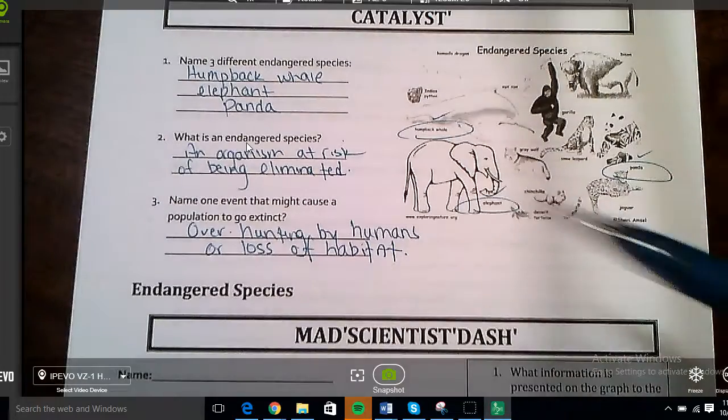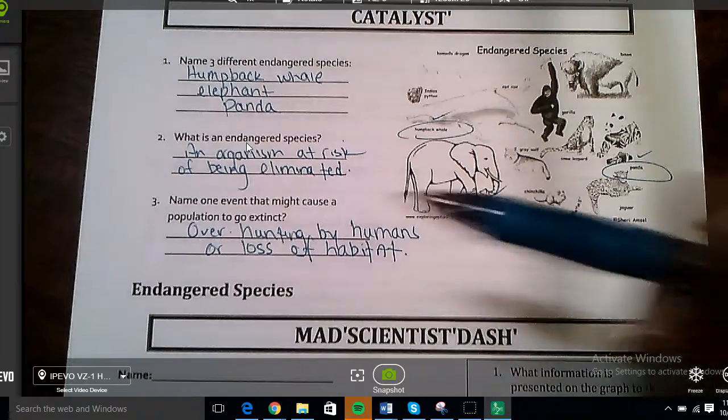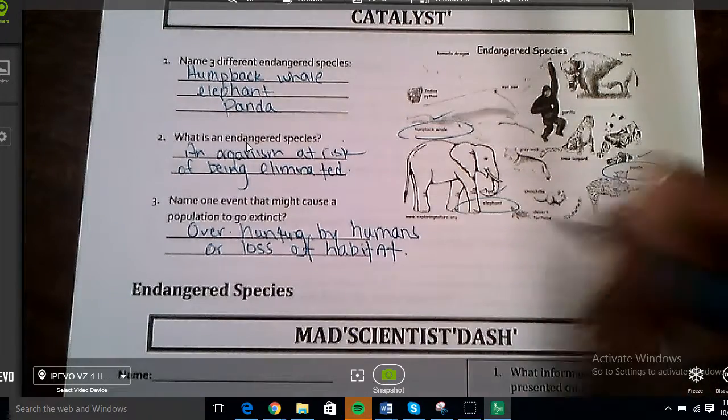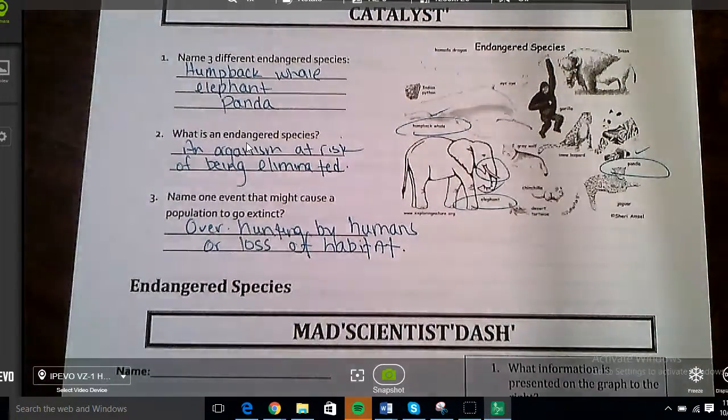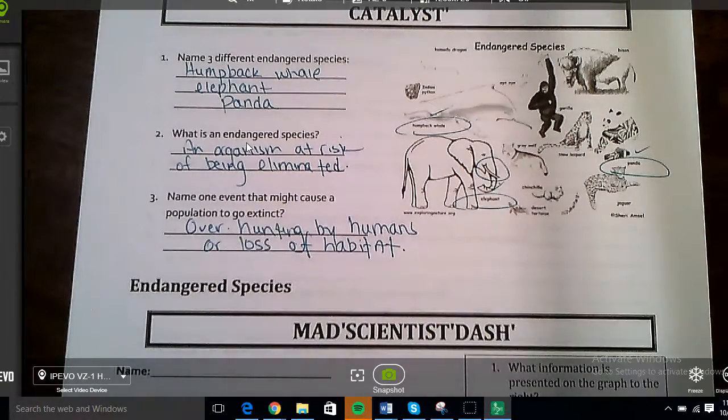I named 2. One is overhunting by humans, killing too many organisms for recreational uses, so thinking about the elephant. They are hunted in Africa for their tusks, which are made of ivory. Some people like to hang them on their walls. Other people use the ivory for different things.